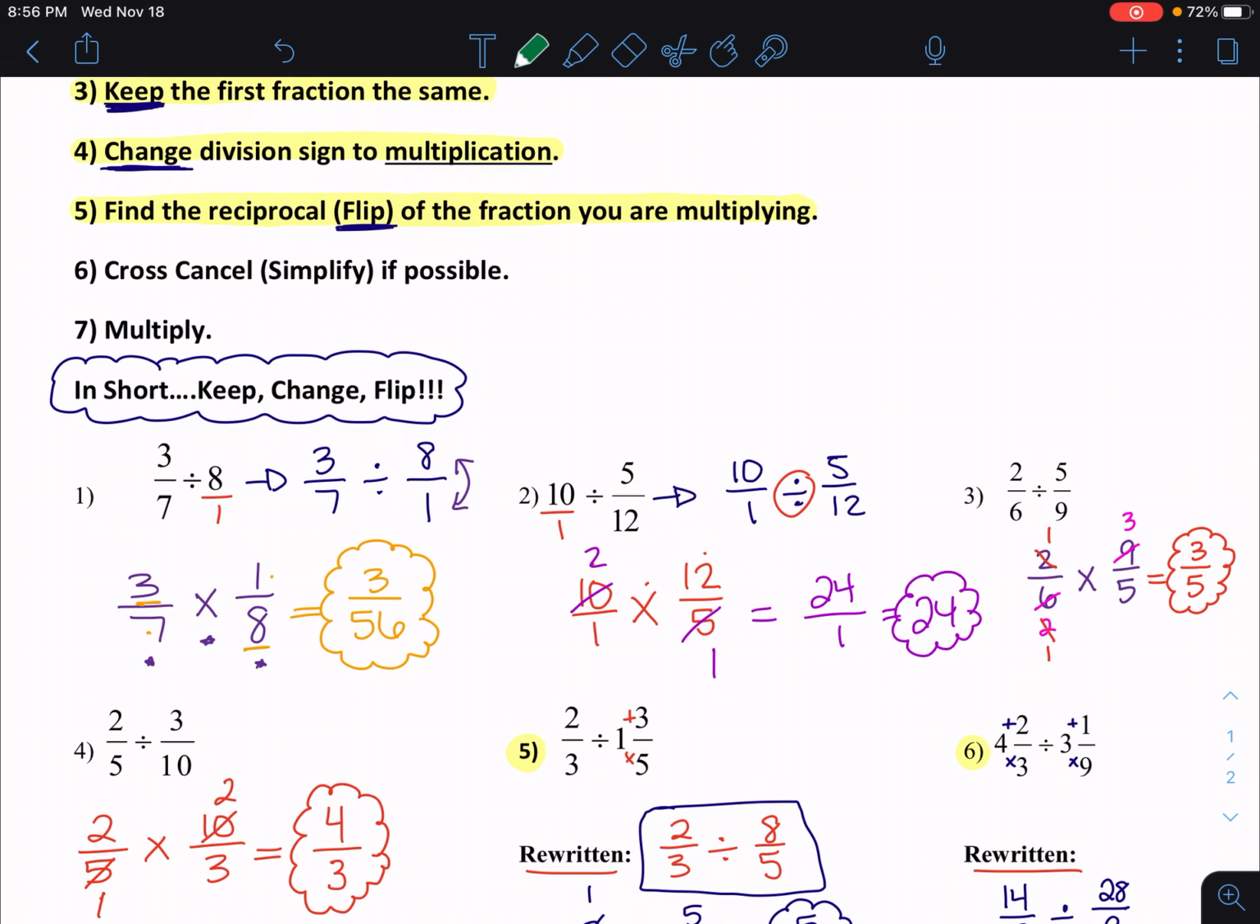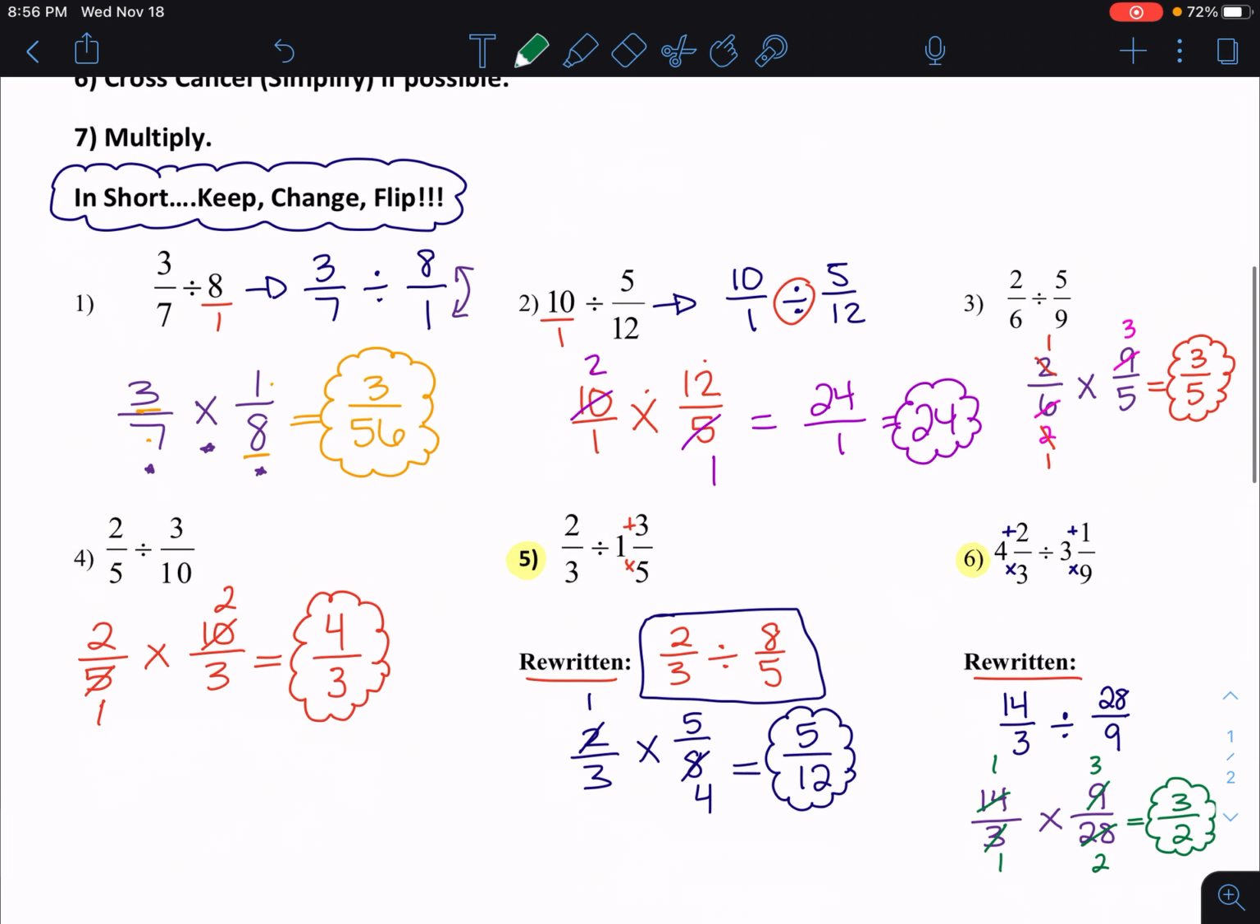We have a homework worksheet tonight of just a bunch of practice of dividing fractions, which we can easily do by turning them into multiplication. So good luck.